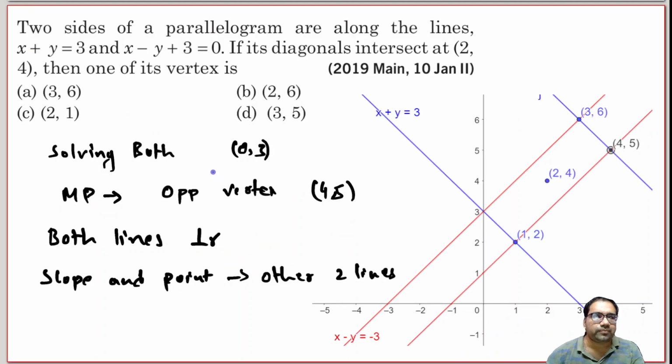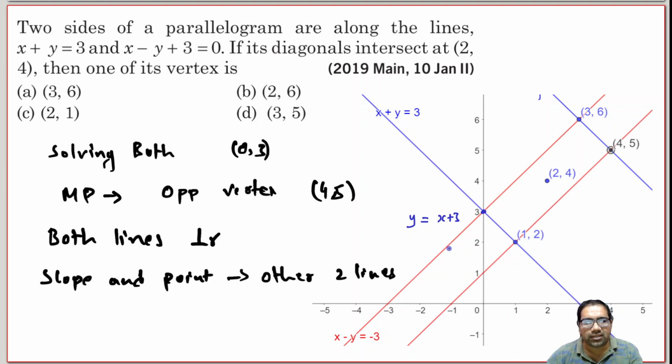So this line x plus y equals 3 is this blue line, and x minus y equals minus 3 is this red line. X minus y equals minus 3 is nothing but y equals x plus 3. Y equals x plus 3 is one line, that is this one. And x plus y equals 3, that is this line, right?